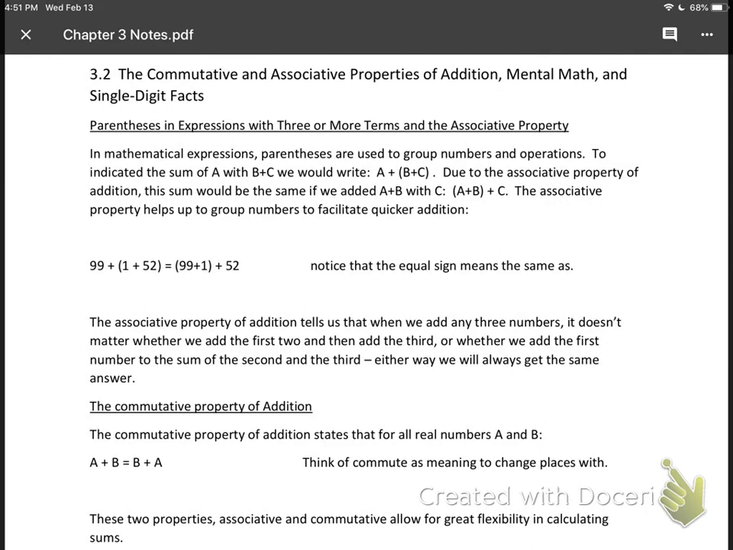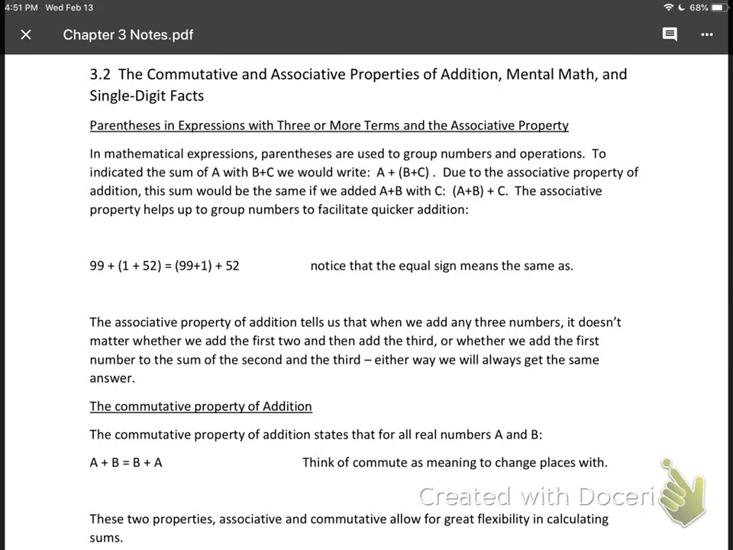So the first topic is parentheses in expressions with 3 or more terms, and the associative property. Have your kids understand what these words mean. If you have more than 2 terms, you can associate them differently with addition. Associative really just means moving those parentheses. Now, they don't initially start to tell you why you'd want to move the parentheses.